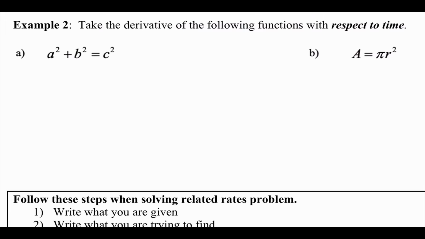So before we get to the actual problems, I did a little bit of practice. Each of these is a formula. First one is the Pythagorean theorem. The second one's the formula for the area of a circle, right? You guys have seen them many times. We're going to take the derivative of them, but with respect to time. Okay? So let's find the derivative of A.